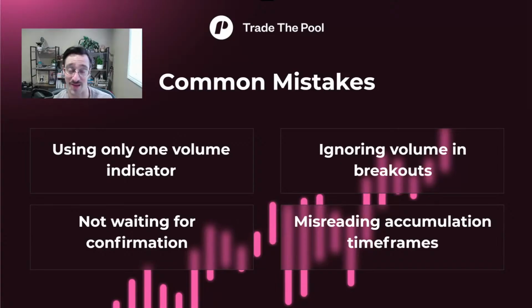But otherwise, wait for that back test, wait for that confirmation. You will get fewer setups, but they will be much higher profitability and higher follow through. The last thing here is just misreading accumulation on different time frames.